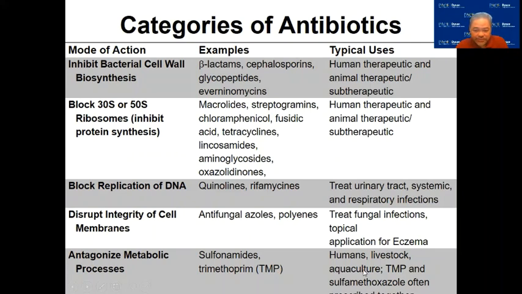You use these for humans, livestock, and aquaculture. Trimethoprim-sulfamethoxazole is often used for urinary tract infection. I think you can see it, but it should be for urinary tract infection.